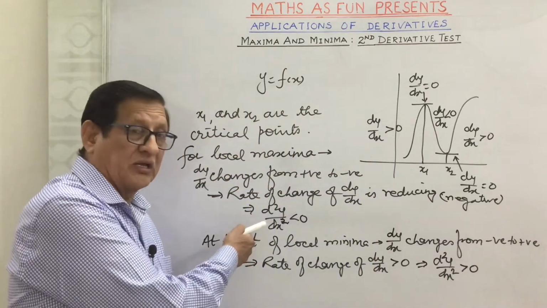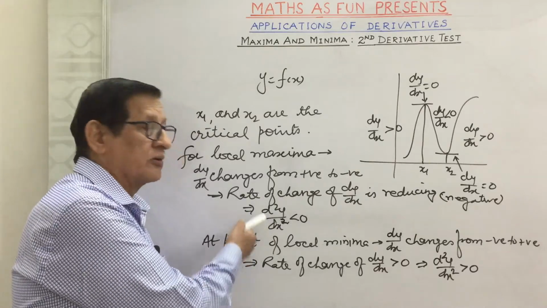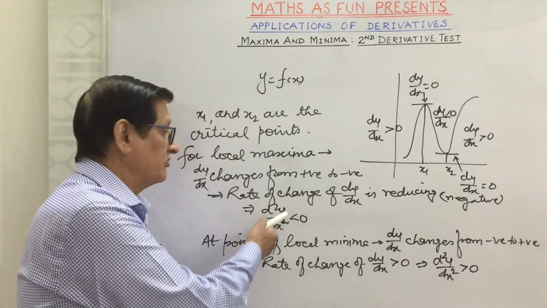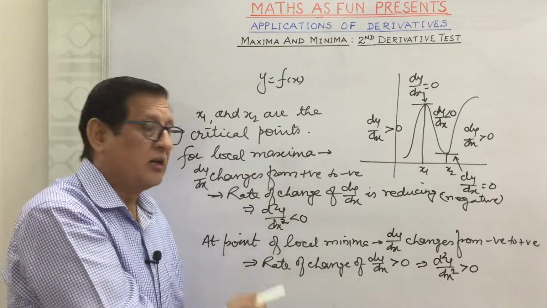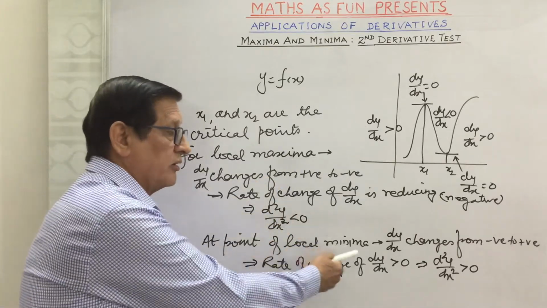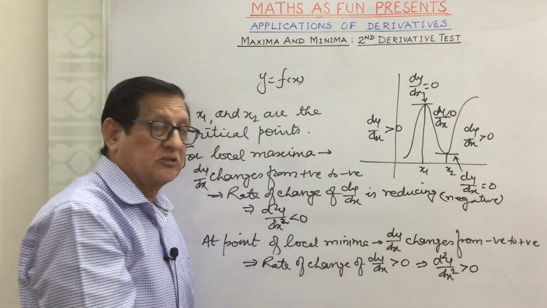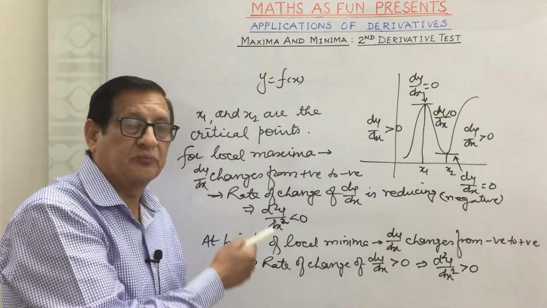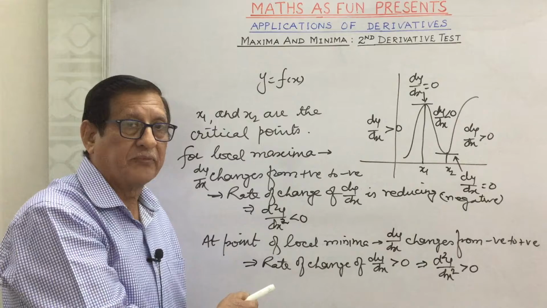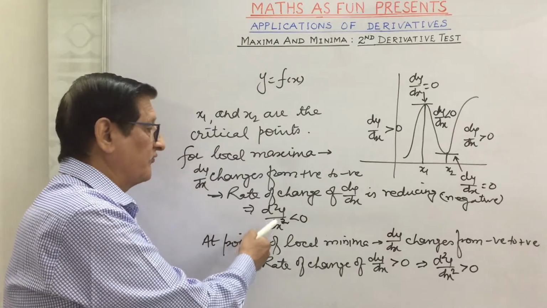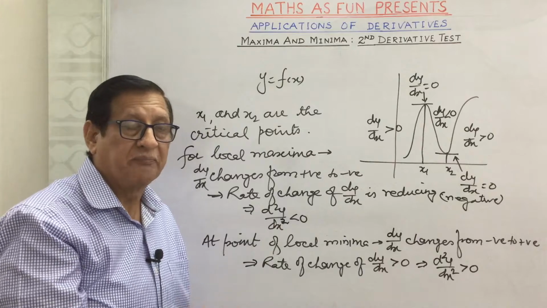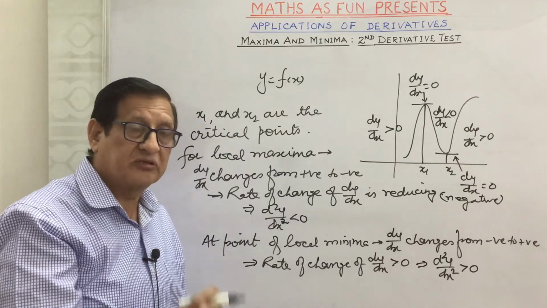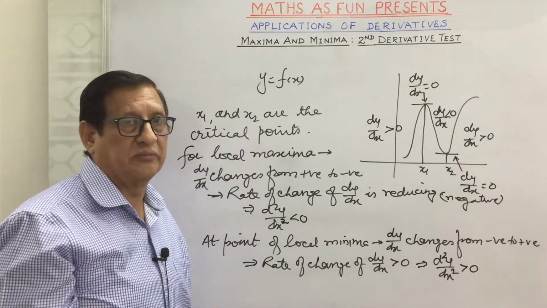So we can remember it like this: at a critical point where the second derivative is less than 0, that is the point of local maxima, and at a point where the second derivative is greater than 0, that is positive, that is the point of local minima. In case we find that somewhere the second derivative is equal to 0, then we can say that it is the point of neither maxima nor minima.